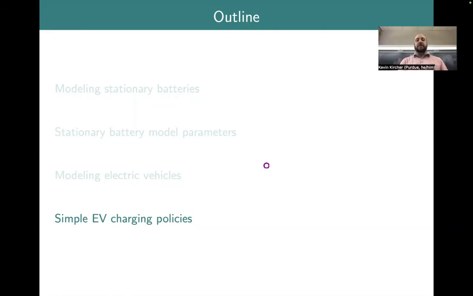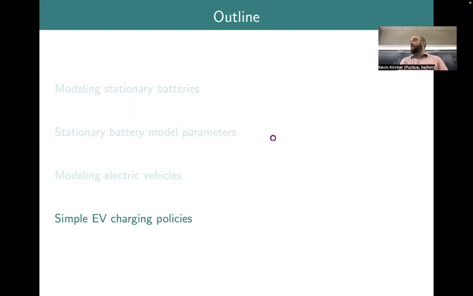So on Tuesday we started talking about batteries and EVs. Today we will finish that off and then move on to modeling the thermal dynamics of buildings. So how temperatures within buildings evolve as a function of weather and what we're doing with heating and cooling equipment and things like that.